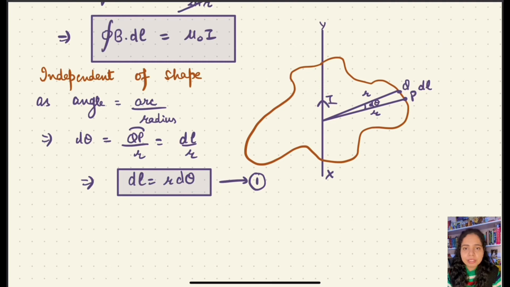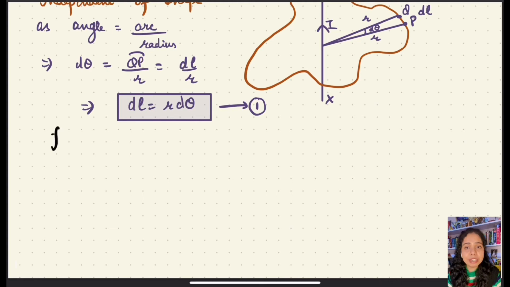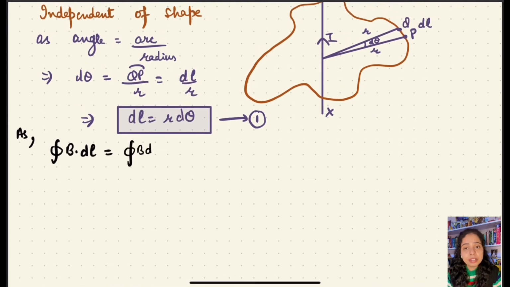Now we once again need to solve the closed integral B dot dl, because we have to prove that the closed integral B dot dl is independent of the shape of the path. Once again, dl is lying along the tangent to this arbitrary path, and the direction of the magnetic field is also along the tangent of this arbitrary path. Therefore, the angle between B and dl is 0 degrees. That is, closed integral B dot dl is equal to closed integral B dl cos 0.